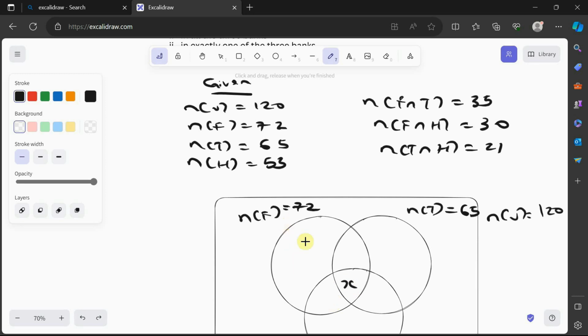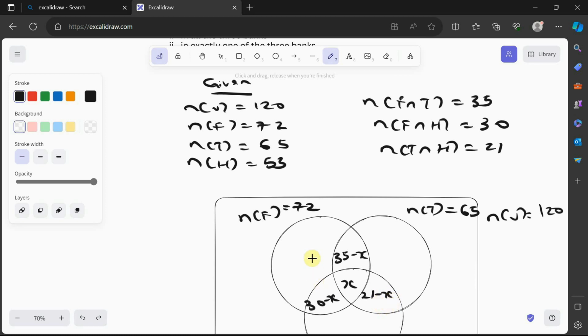So First Bank and Trust Bank only would be 35 minus X. First Bank and Allmark Bank would be 30 minus X, so this is for the only parts, and then the Trust Bank and the Allmark Bank would be 21 minus X for the only parts.